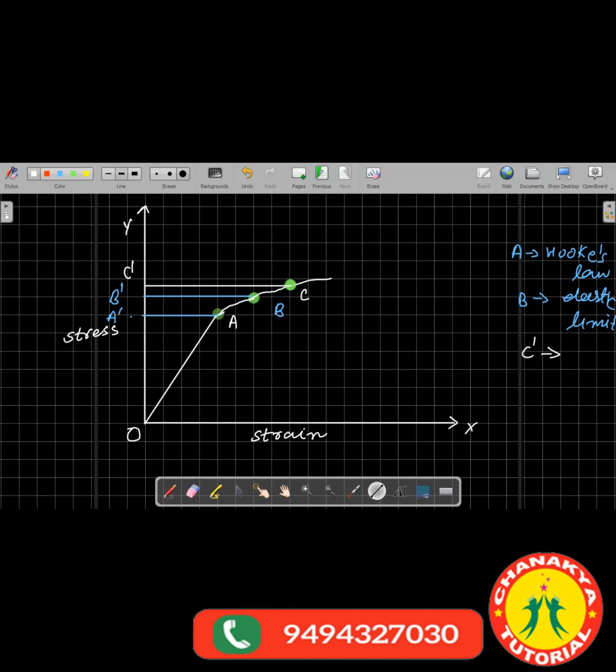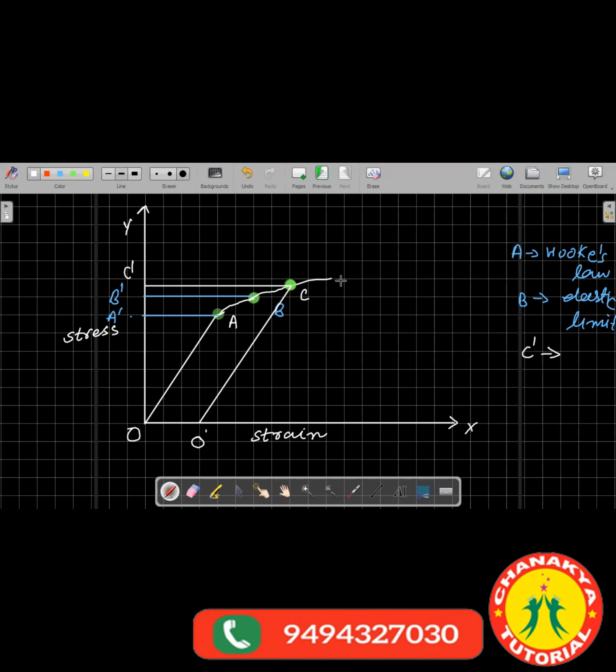Rather, you will find here a permanent strain being developed. Even if you remove all the stress, you will have a permanent strain equal to OO dash. That means it will not regain its original shape. So this is point C, it is beyond the elastic limit.